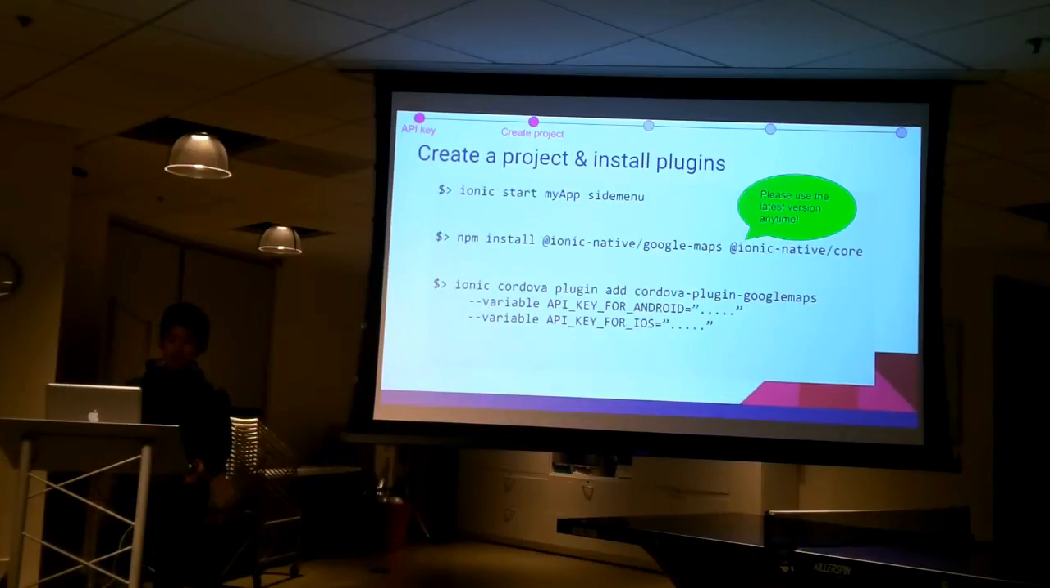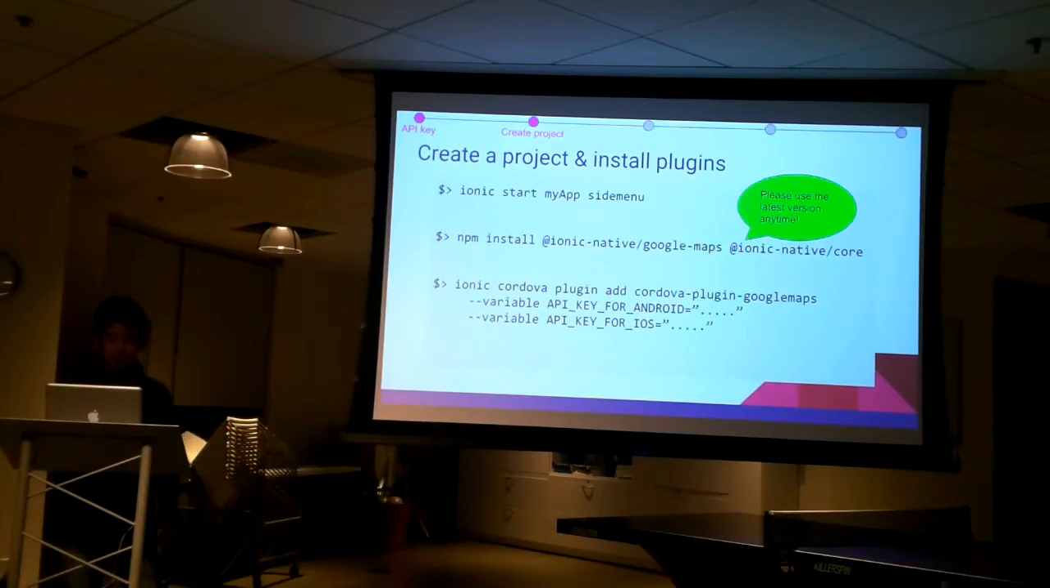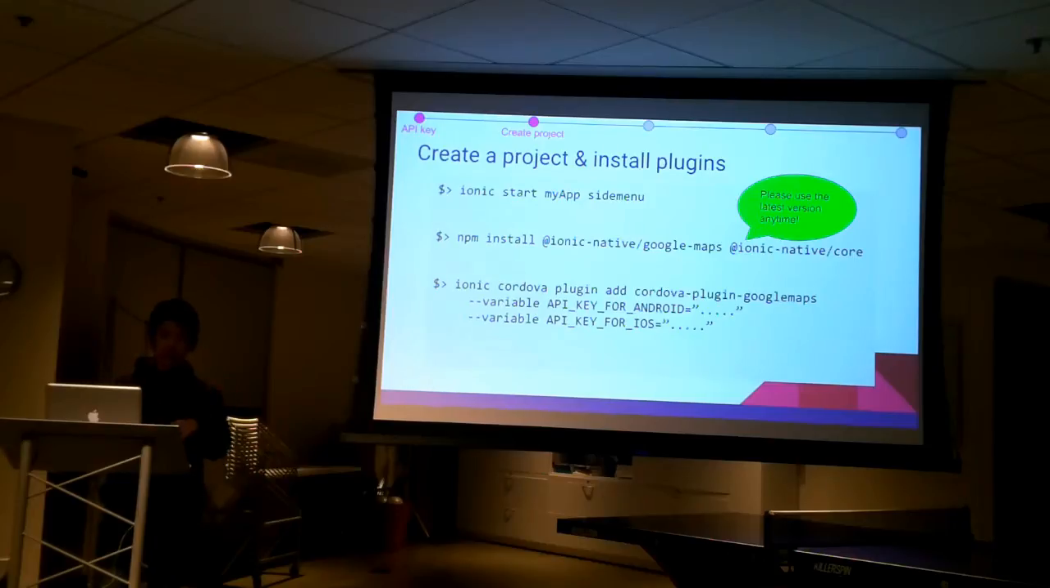Okay, so let's program it. First of all, create your application. This is the side menu template. Then you need to install Ionic Native Google Maps and Ionic Native Core. Please install the latest version every time, I update frequently. And also you need to install my actual plugin, called plugin Google Maps. You need to specify the API key when you install the plugin. You cannot specify it later. If you want to, you need to uninstall, then reinstall.